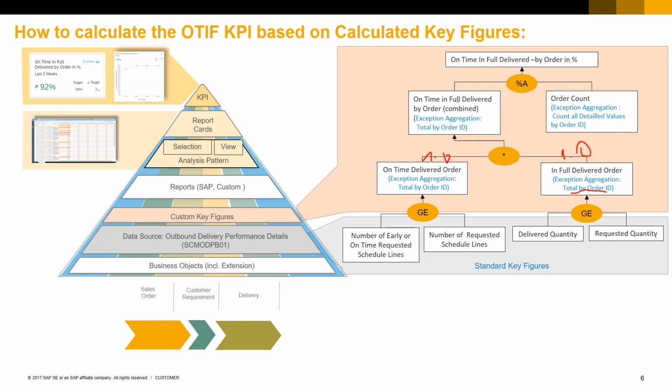With this, you can now calculate those orders which are fully and in time delivered with the overall count of orders, which also is calculated as an exception aggregation on order level. And with this, you get the percentage and the ratio you are interested in. Let's have a look in the system how this is configured in a calculated key figure.